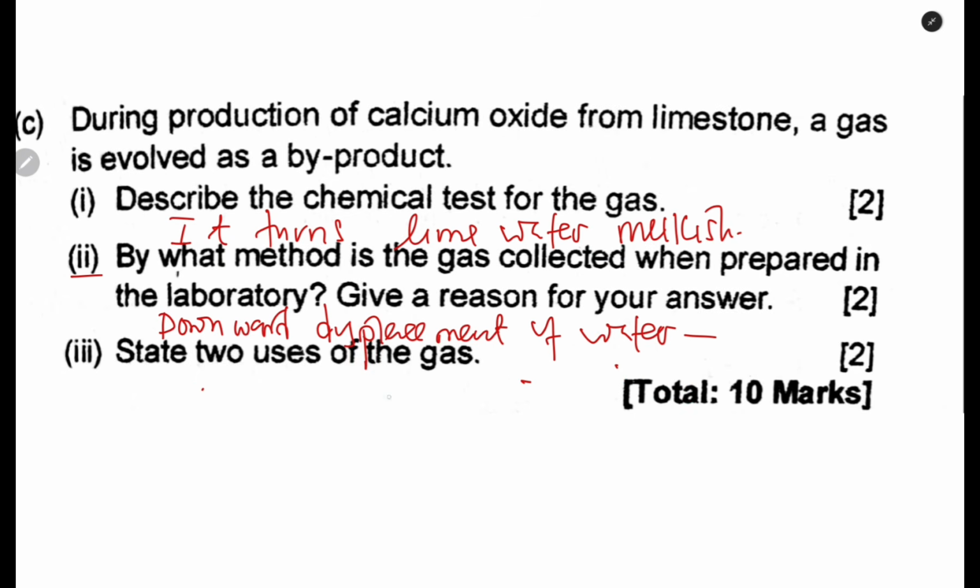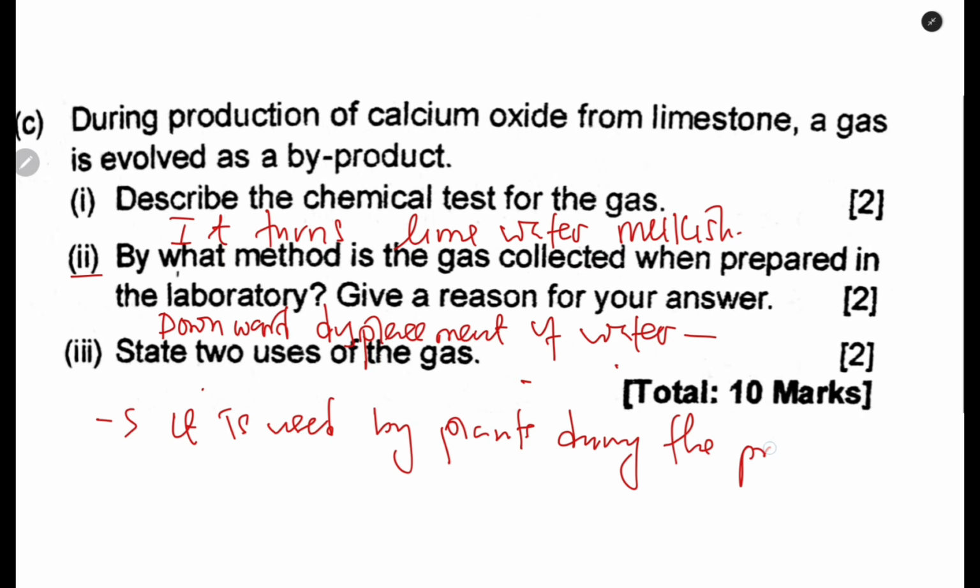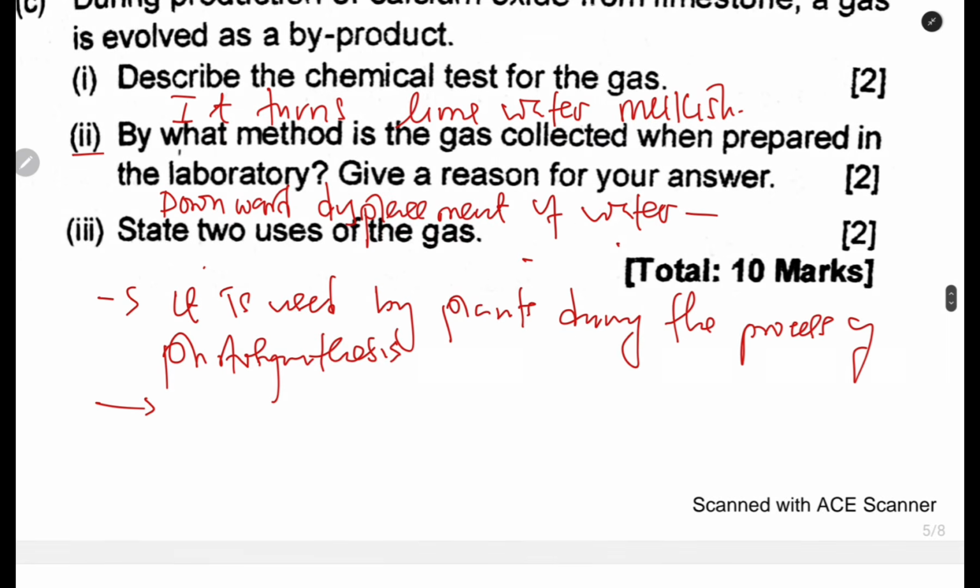So what are the 2 uses of the gas, carbon dioxide? You can give any of the uses. I prefer giving the artificial one. It is used by plants during the process of photosynthesis. Also, it is used in baking. You can also say it is used in making carbonated drinks. All those are the uses of carbon dioxide.